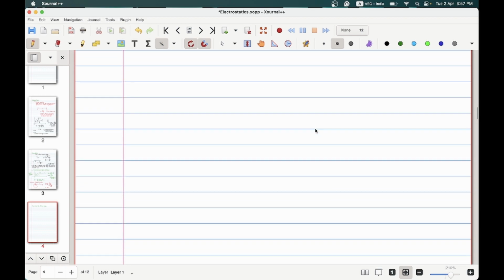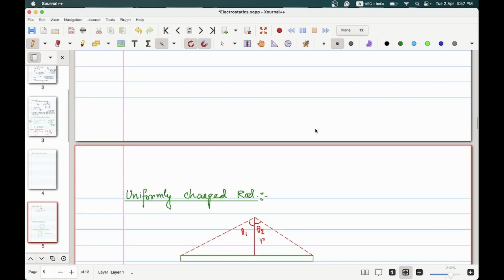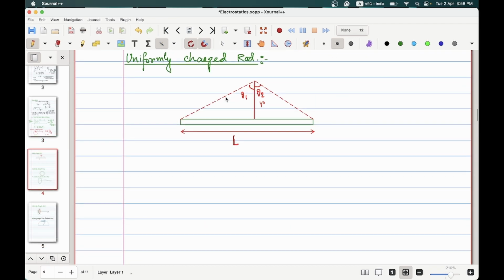So the electric field due to a point charge, we have discussed. Then the electric field due to a uniformly charged rod. This is another important derivation. Let me derive this. For this one, we have to choose an elementary charge like this. Let's say at a distance x, we are choosing an elementary distance dx. So this is dx.